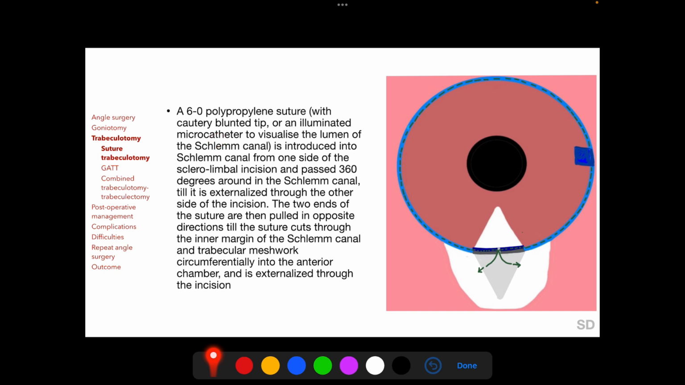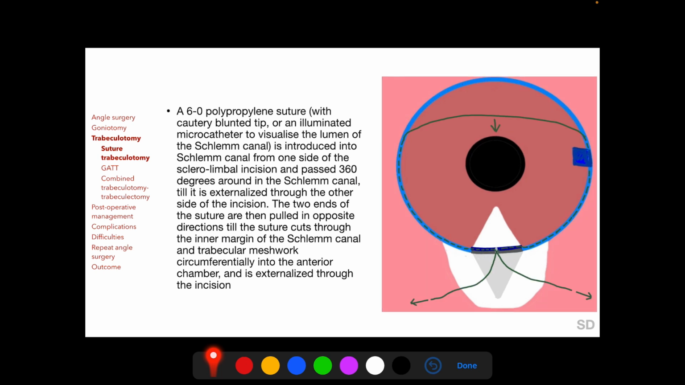In another technique, a 6-0 polypropylene suture with its tip blunted with cautery or an illuminated microcatheter, which helps in visualizing the lumen of the Schlemm's canal, is introduced into the Schlemm's canal from one side of the sclerolimbal incision and passed 360 degrees around within the Schlemm's canal till it is externalized through the other end of the sclerolimbal incision. The two ends of the suture are then pulled in opposite directions till the suture cuts through the inner margin of the Schlemm's canal and the trabecular meshwork circumferentially and enters the anterior chamber from where it is externalized through the incision.